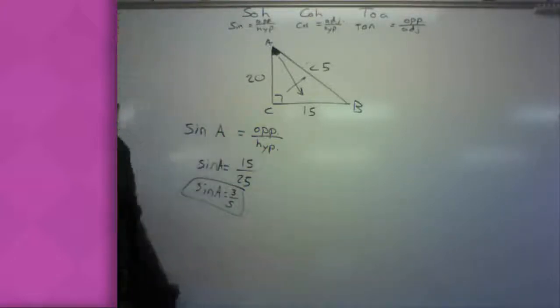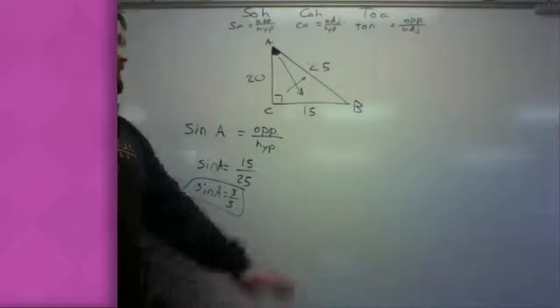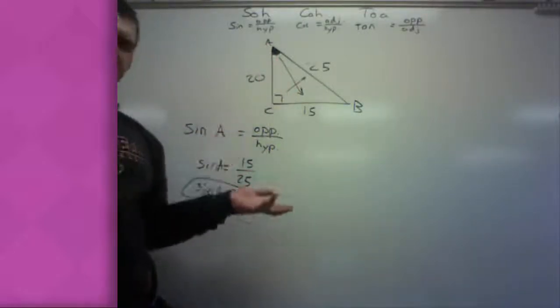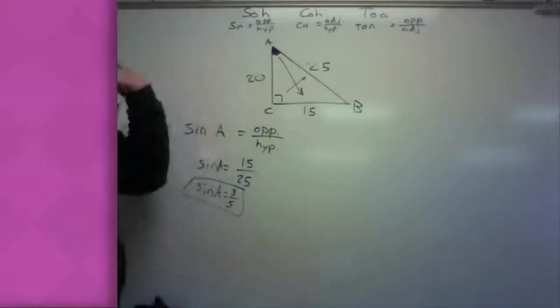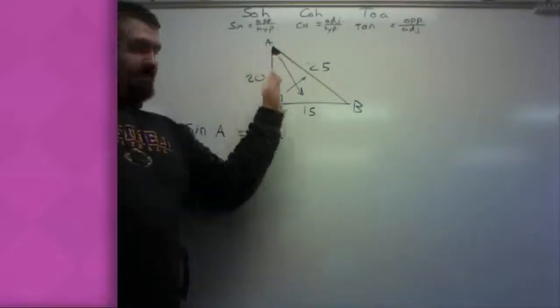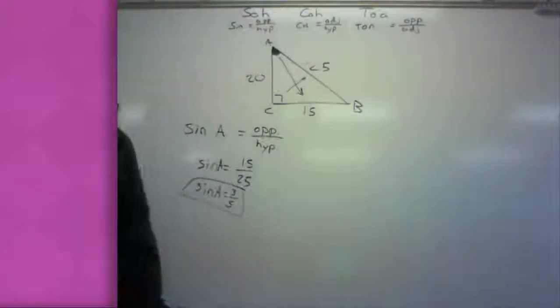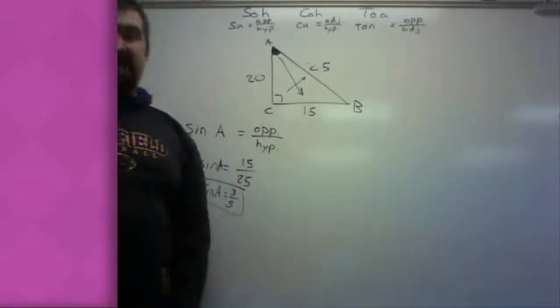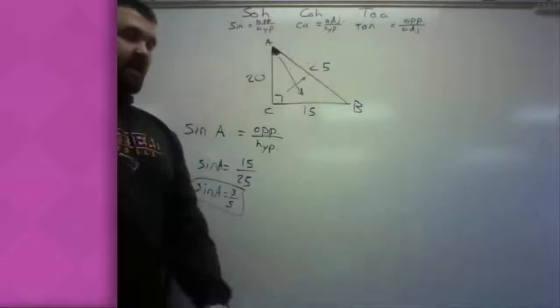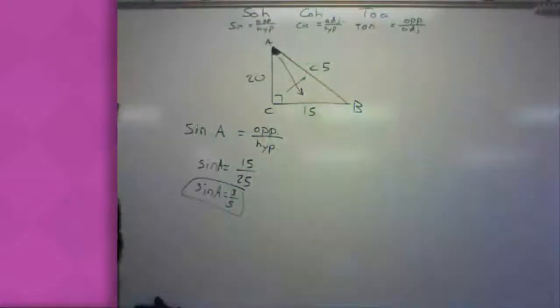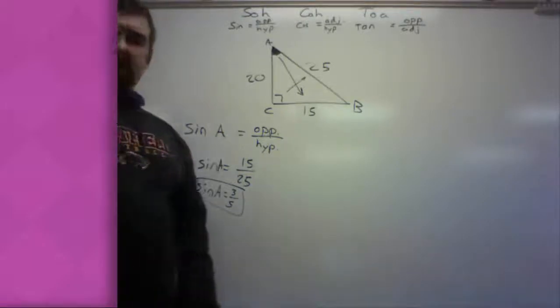That ratio will always be the same, no matter what size of triangle. I didn't put the angle here, but it's something real close to 36.9 degrees. For that angle measure, this ratio will always be 3 to 5. Always. It doesn't matter what lengths I put in there. 15, 25, it could be 18, 30. Whatever it is, it's going to work.